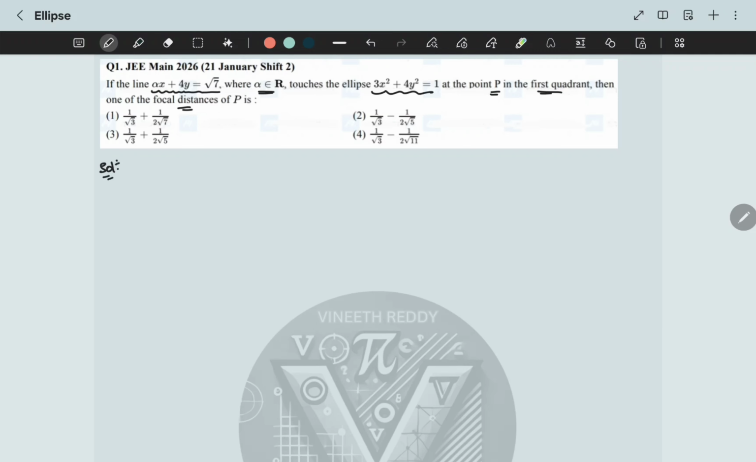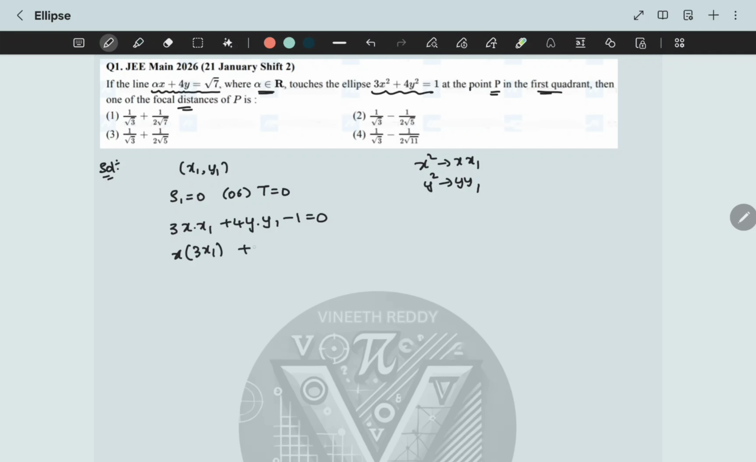To solve this question, we have to first find the coordinates of point P. Let us assume that the point of tangency is x1 comma y1. Now the equation of tangent to this ellipse should be T equals to 0. So 3x square will be written as 3x into x1, since x square is written as x into x1 and y square as y into y1 for the equation of tangent. So we will get 4y into y1 minus 1 equals to 0. Now we have x into 3x1 plus y into 4y1 minus 1 equals to 0.